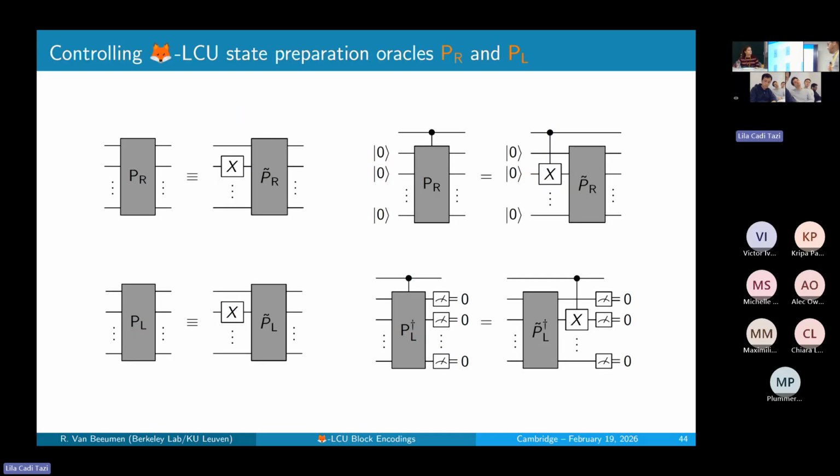So what we can prove is if we have a PR, then here I think this is the example for the XYZ model, it doesn't matter. We can just pull out one X gate and then define a PR tilde, so that if we control that PR and start with the 0 state, then we can write it as the controlled X, so one CNOT, and then the PR tilde not controlled. And the same we can do with the controlled PL. If we measure all the qubits in 0, we can just split off that extra X gate, and then control that X gate to have one CNOT.